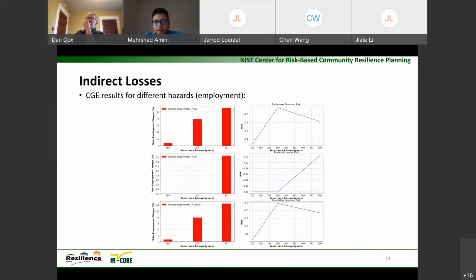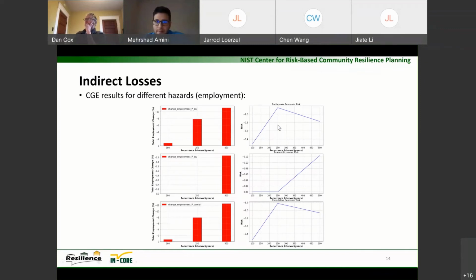Another important thing is this figure shows the indirect losses from CGE analysis. The column on top shows the total employment change due to the earthquake, the middle ones due to the tsunami, and the bottom, the combined damage. As you can see, in addition to the percentage, we can develop the risk curve, which is the amount of change multiplied by probability of occurrence.